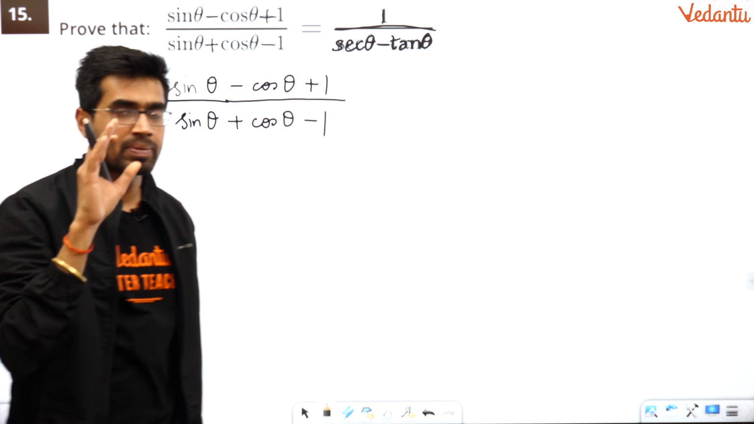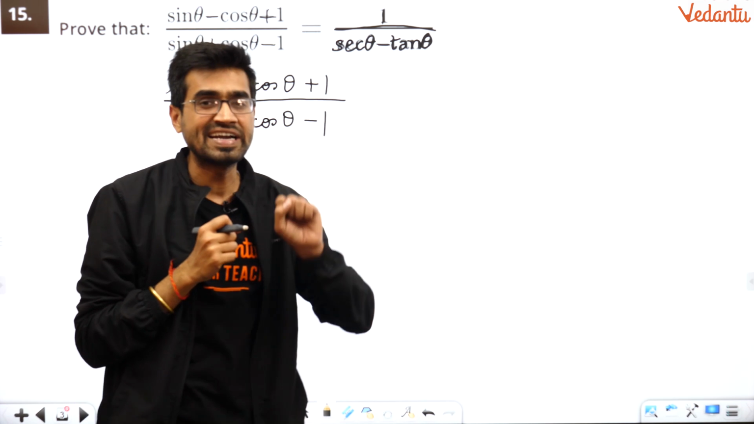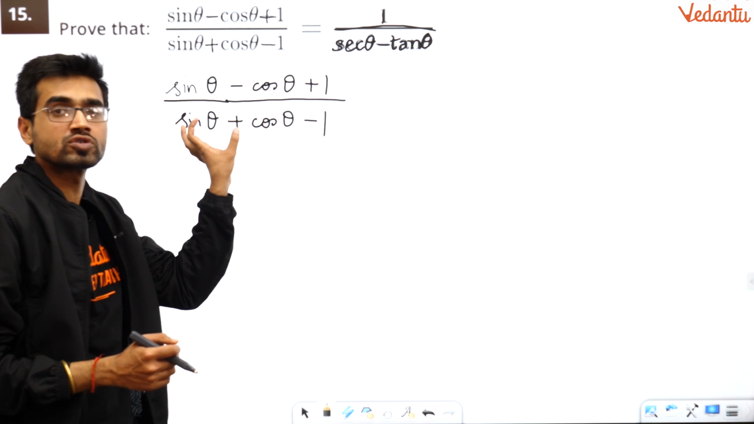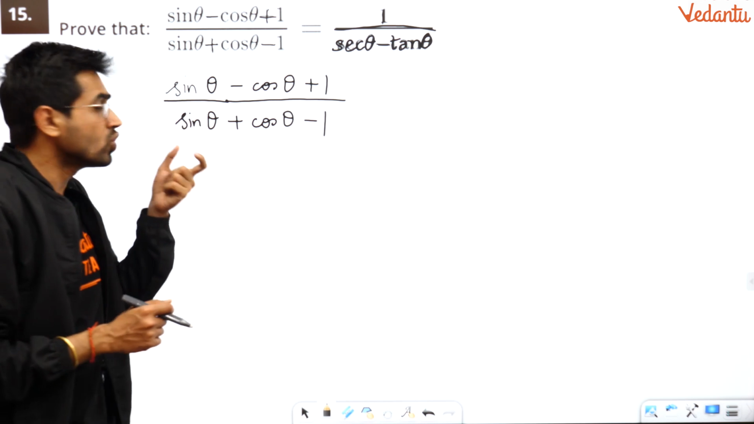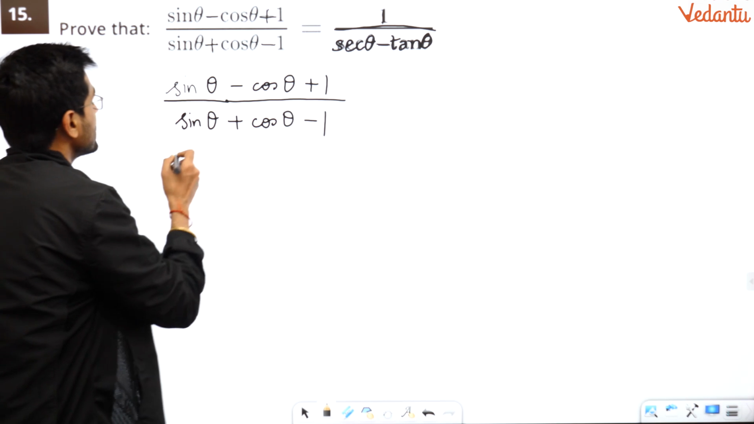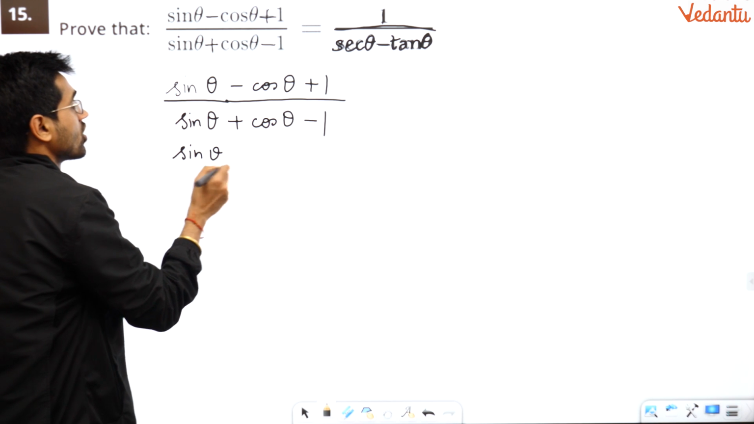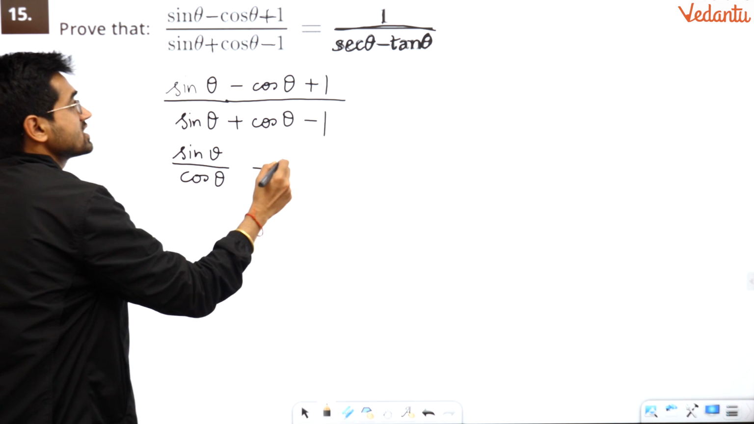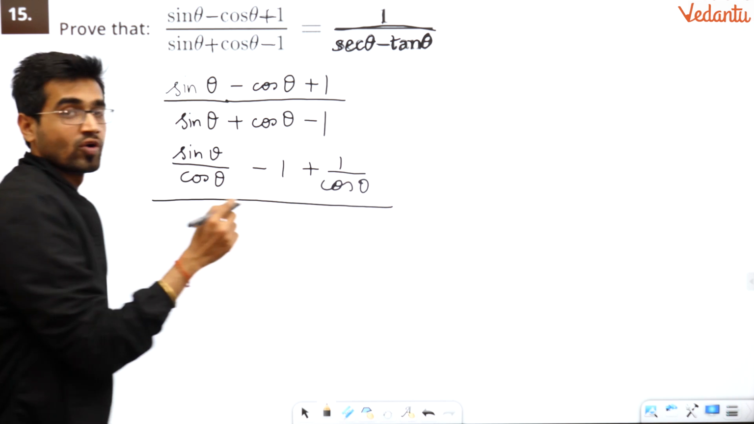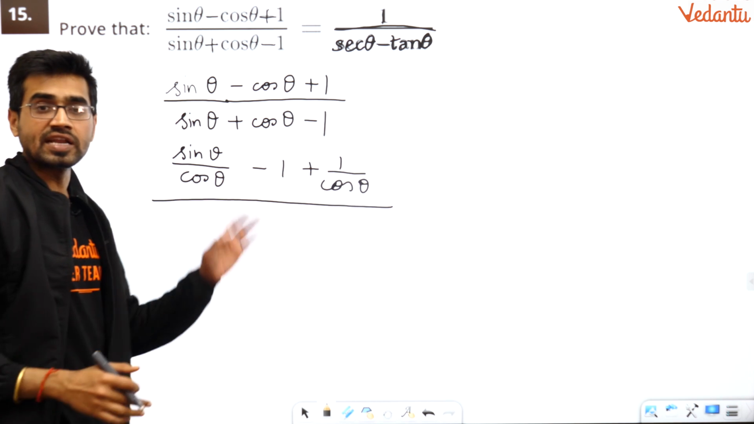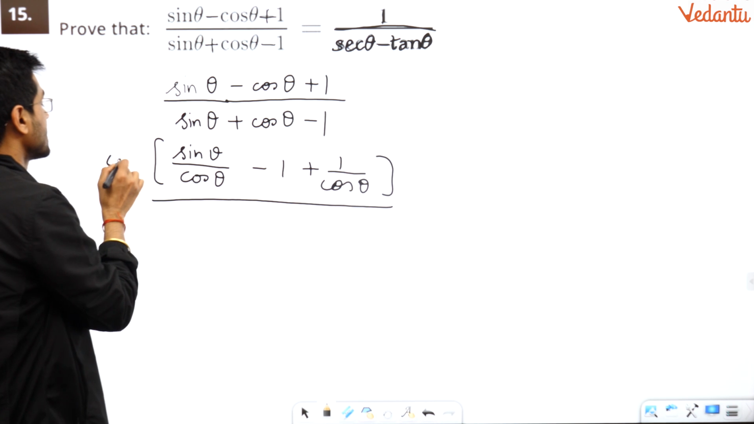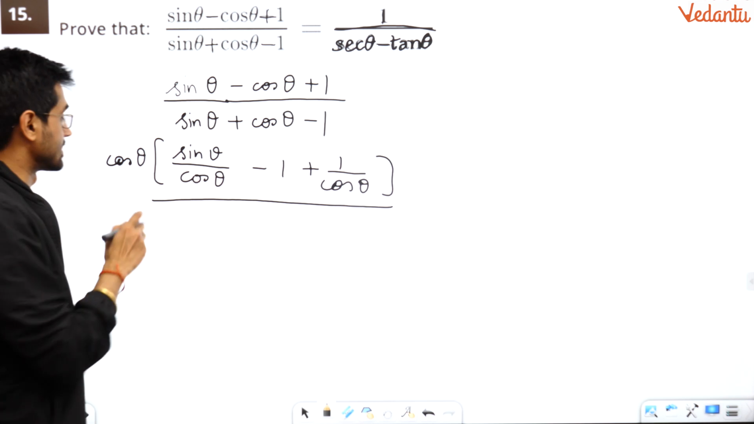See, it's very simple. Apply your common sense. The right hand side has secant and tan, so we should always change this into secant and tan. To do this, take cos common out. When you take cos common, you will have sin by cos minus 1 plus 1 by cos, theta of course. In the denominator, do the same. Take cos common. It will cancel out, so do not worry about that term.